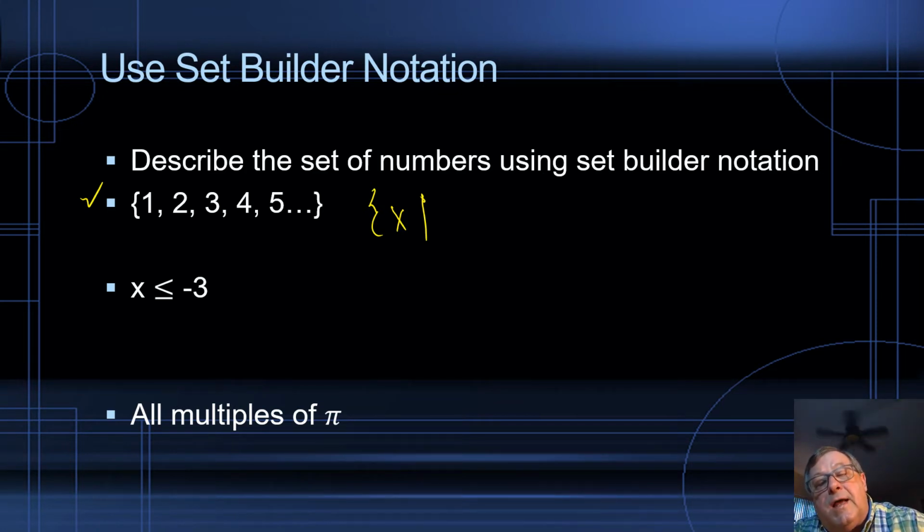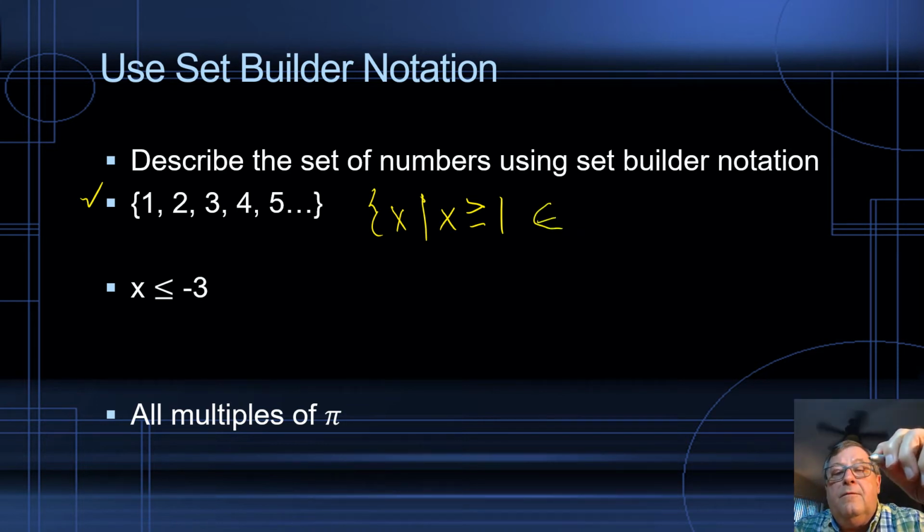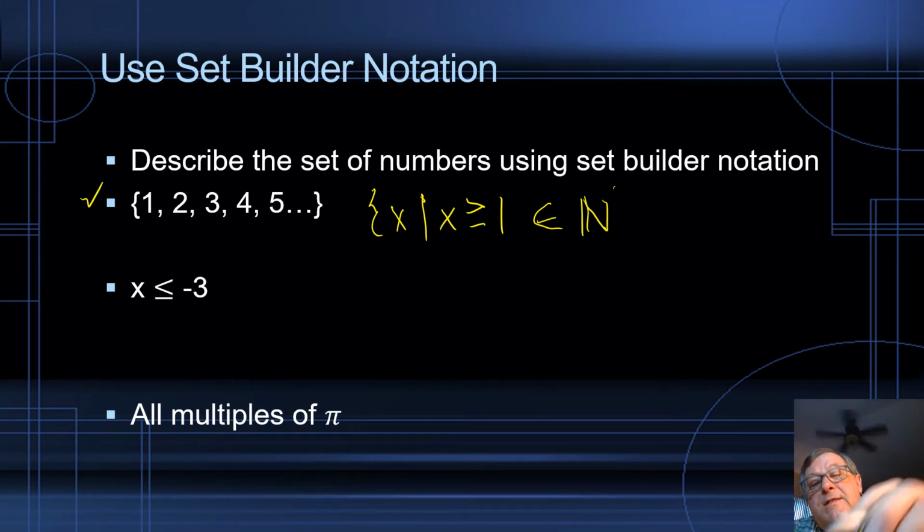So we could say x such that x is greater than or equal to 1, and then is an element, and we draw this E-shaped figure. That's pretty sloppy, but it'll work, as an element of natural numbers. That's an N, trying to be a fancy type N right there. Natural numbers. Well, let's see our second example.